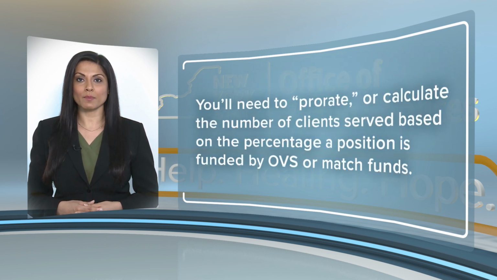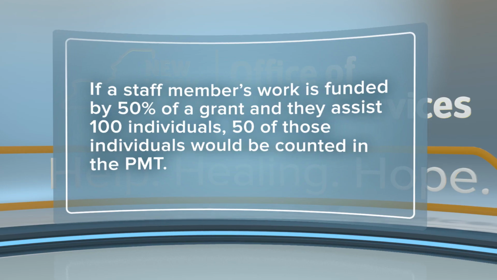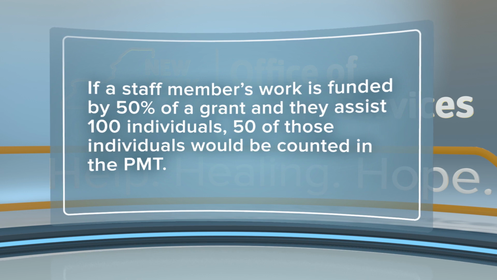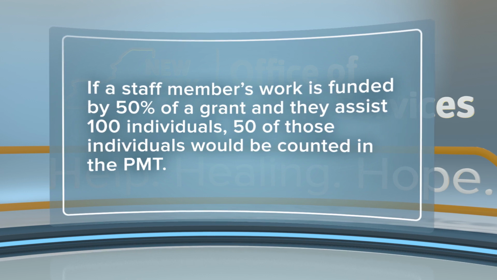While completing the PMT, keep in mind that you'll need to prorate or calculate the number of clients served based on the percentage a position is funded by OVS or match funds. In other words, if a staff member's position is funded only a percentage by the grant, count that same percentage of clients served by the staff member. For example, if a staff member's work is funded by 50% of a grant and they assist 100 individuals, 50 of those individuals would be counted in the PMT.